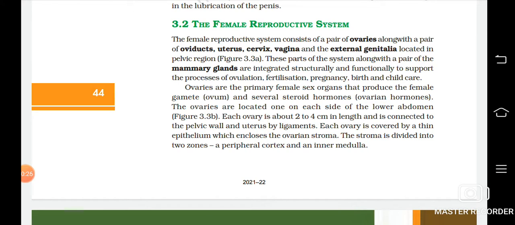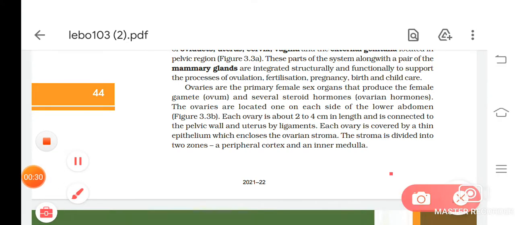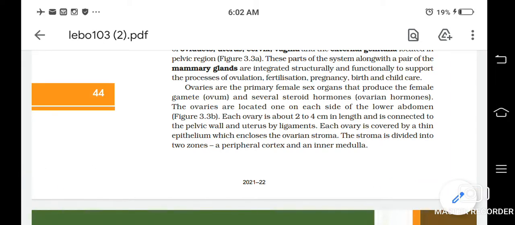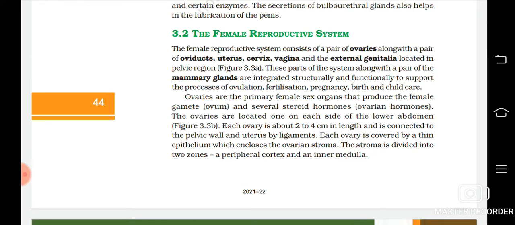When you look at the female reproductive system, the various parts are a pair of ovaries, then oviducts, uterus, cervix, vagina, and the external genitalia. These are the parts located in the pelvic region. And there are a pair of mammary glands that structurally and functionally help in the processes of ovulation, fertilization, pregnancy, birth, and childcare.